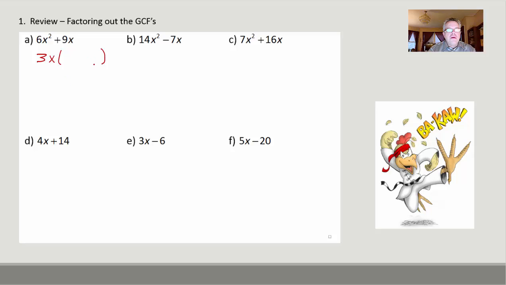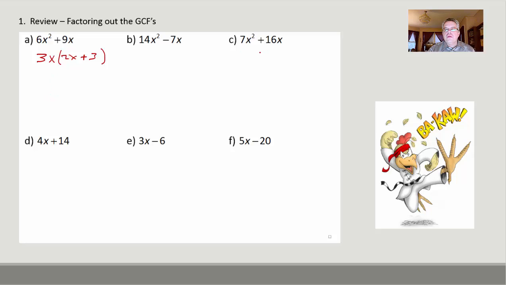This is called pulling out 3x. We're dividing both of these by 3x. In order to get 6x squared, I would need a 2x here. 3 times 2 is 6, x times x is x squared. Then 3x times what is 9x? Well, I need a 3 here, and actually we're done. 3x times the quantity 2x plus 3 is equal to 6x squared plus 9x.